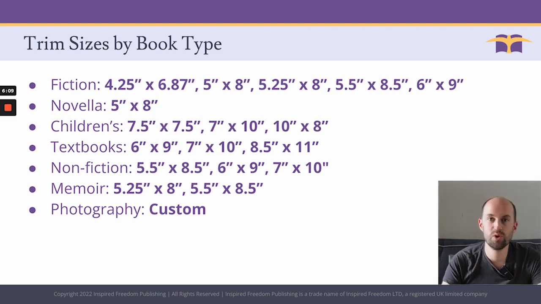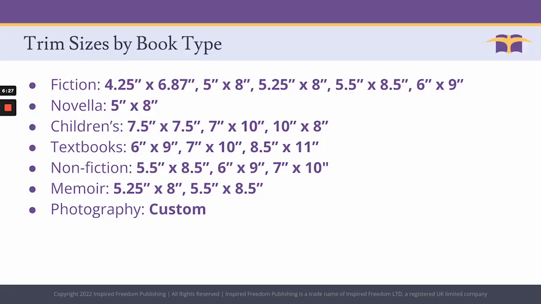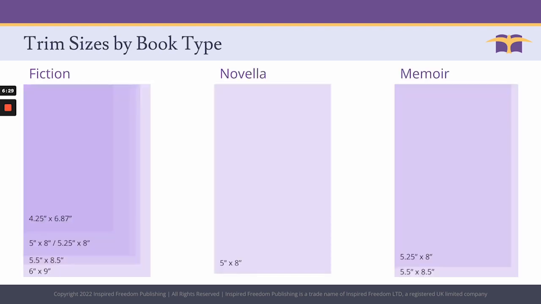And if you're producing a photography book, then the size pretty much varies depending on how you want it laid out. There are some pretty big photography books out there that range from ultra wide to portrait mode to square, so it's pretty much custom. So those are the trim sizes by book type.